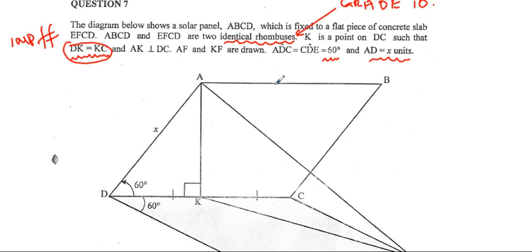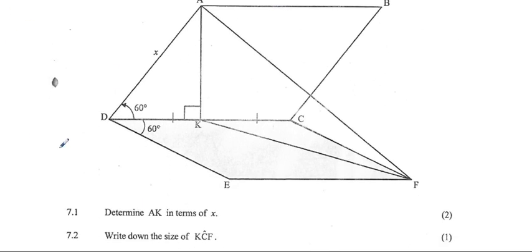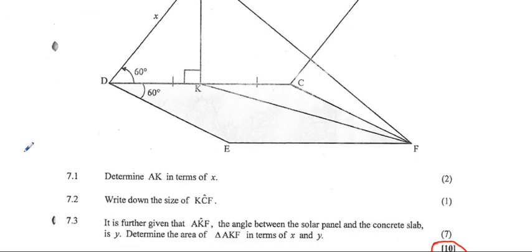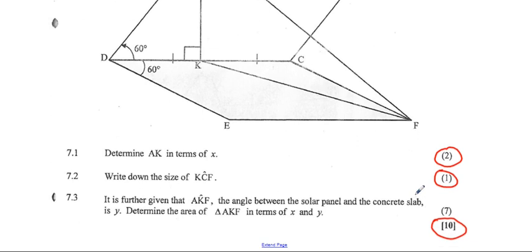Go slowly, be calm, be patient, just don't rush into the question. Don't start here, start with the instructions and translating all the instructions. So the first two questions are straightforward because obviously it is 2 and 1 mark respectively. The next question is 7 marks, so obviously a little extra work is required.